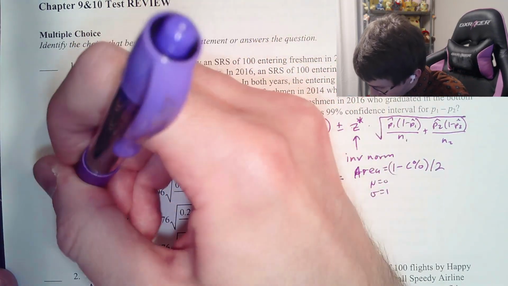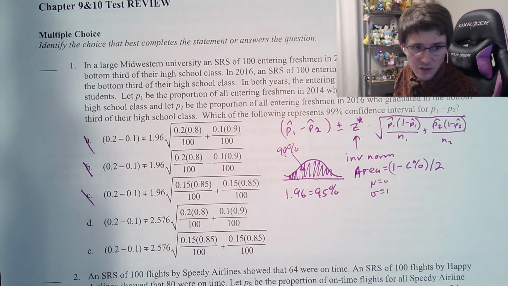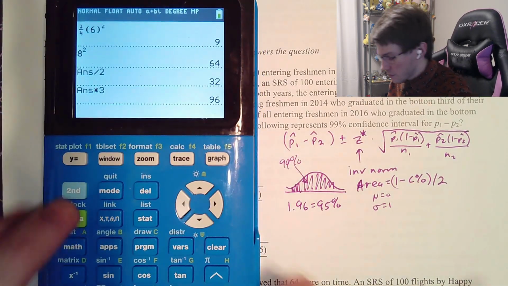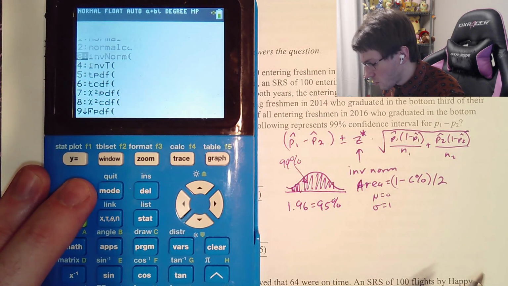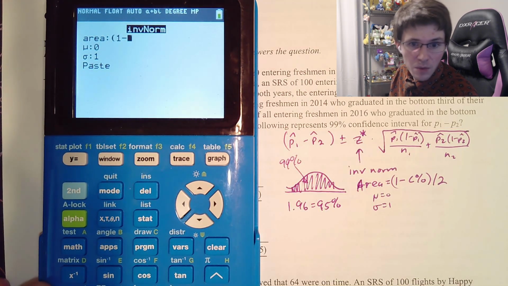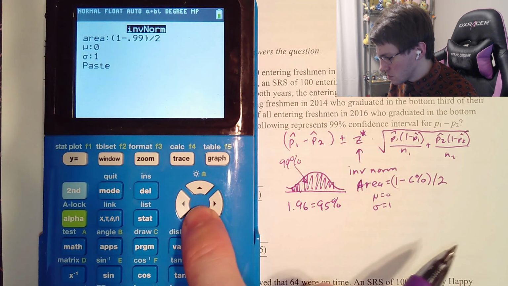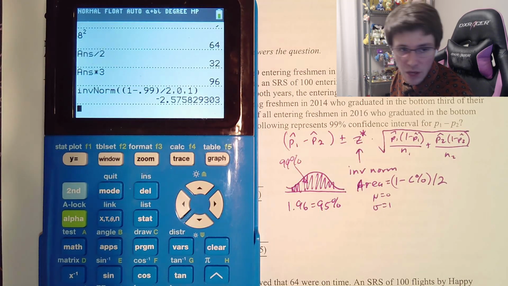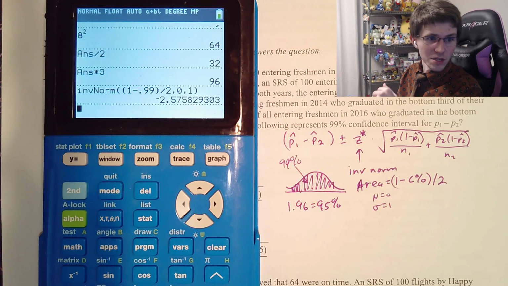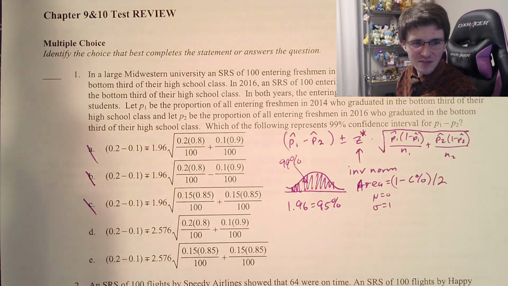So I can immediately cross off C and D, but let's just verify that 2.576 is in fact correct for our 99% using our second vars, inverse norm, our area. We have parentheses 1 minus the confidence percent in decimal form, so 0.99, divide by 2, leave everything else the same, and we can sure enough see that we get 2.576. Again, plus or minus. I guess the minus pluses come from changing that. But we do get the same 2.57, so that's correct.